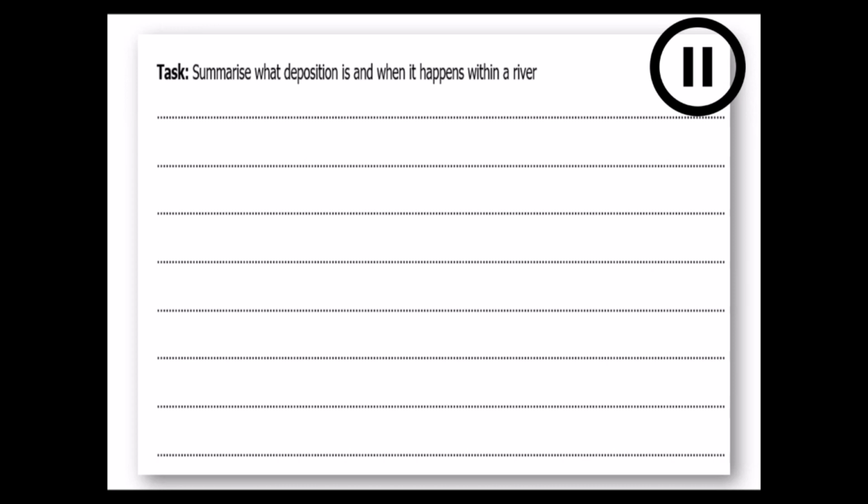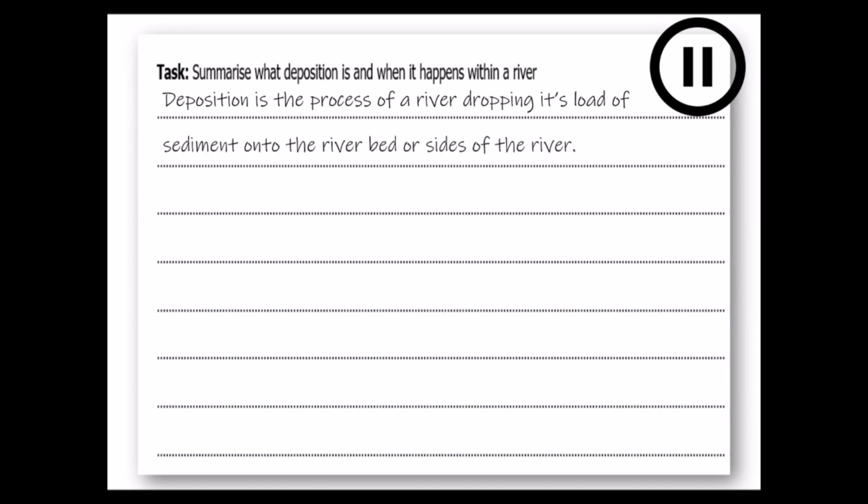So hopefully you've got something written onto your paper now, and we're going to go through bit by bit. So the first thing we need to do is just remind ourselves what deposition is. So what you can have here, it is something like deposition is the process of a river dropping its load of sediment onto the riverbed or sides of the river. Banks would have maybe even been a better word to use there instead of sides. So that's the first bit. Now we need to just show that we understand why deposition happens. So read with me, and like I said, you can use this to improve your answer if you feel that there are any gaps or you need to just improve those notes a little bit.